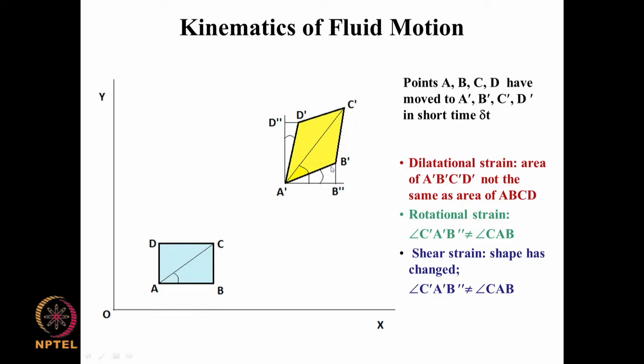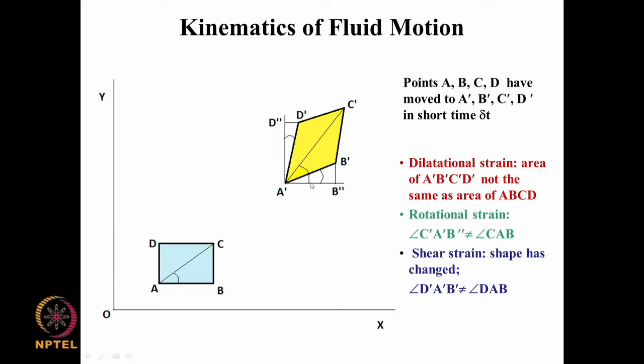And here we can now become quantitative. We can say you have dilatational, or extensional, strain, which means that the area of A prime, B prime, C prime, D prime of this quadrilateral is not the same as the area of ABCD. Rotational strain is given in terms of the change in the angle C prime, A prime, B double prime with respect to the angle CAB. Both are angles with respect to the horizontal.